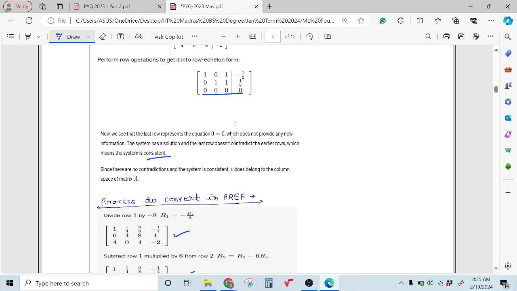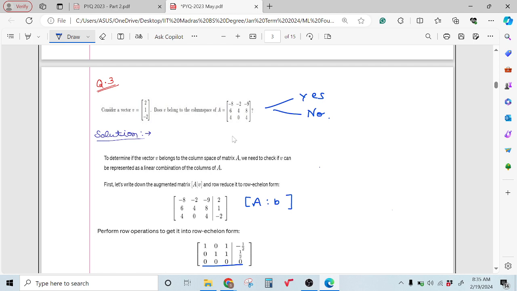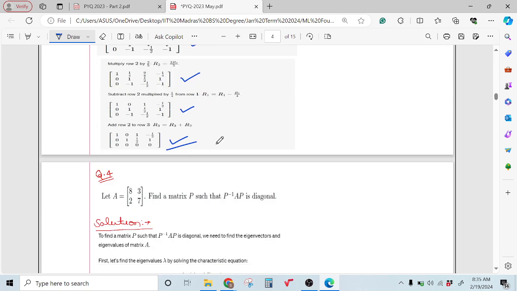You can find the solution, which is consistent. So there is no contradiction, and the system is consistent. So v does belong to the column space of the matrix. So the answer is yes. This vector v belongs to the column space of A. Okay, so let us proceed with the next problem.